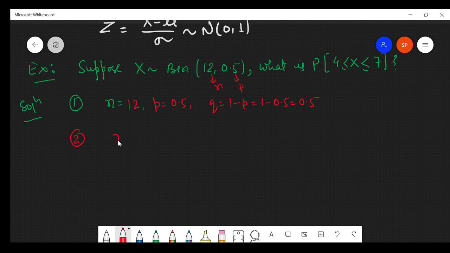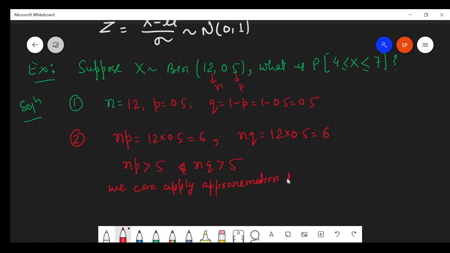only if both np and nq are greater than 5. First we find np: 12 into 0.5 is equal to 6. And after that we find nq: nq is equal to 12 into 0.5, which is 6. Now np is greater than 5 and nq is also greater than 5, which means we can apply approximation theory.